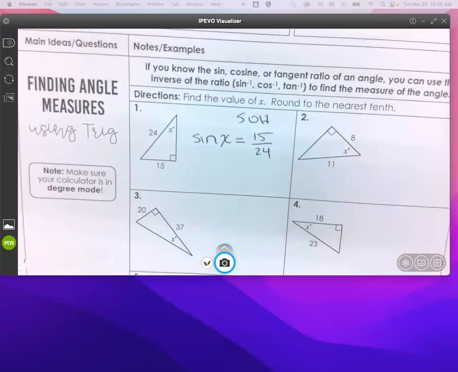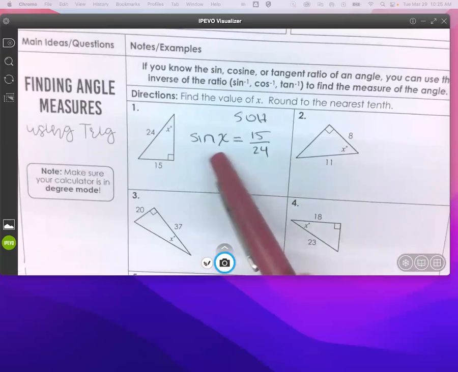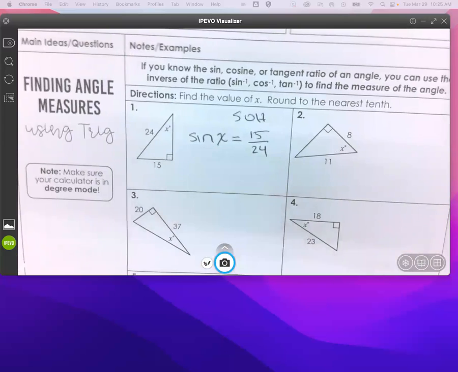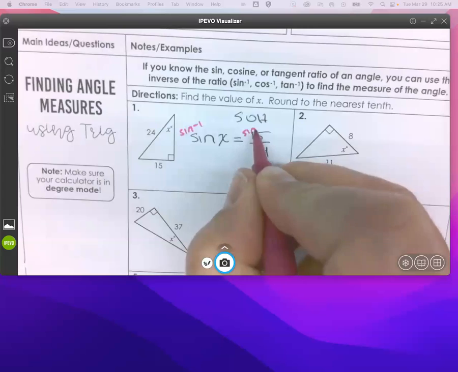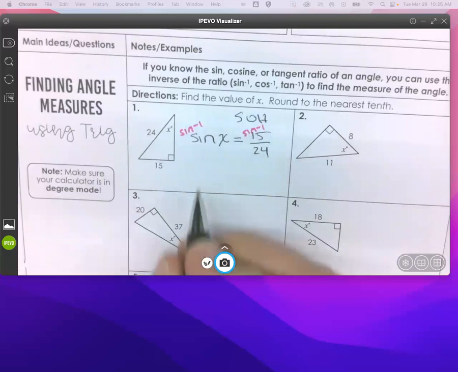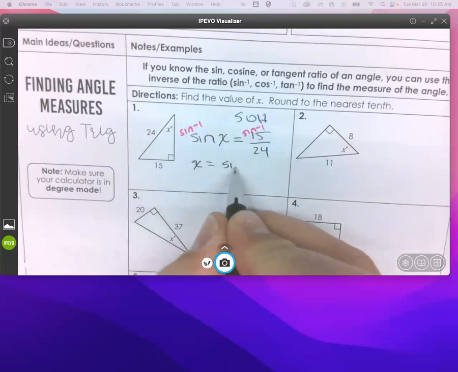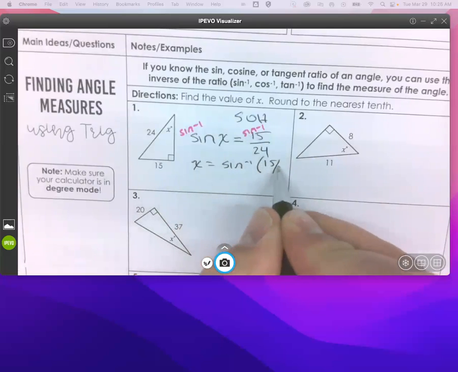Now I need to do the algebra. I want to solve for x. What's being done to x right now? Careful. It's not being multiplied by sine, because that would suggest we should divide. Sine is a verb. It's being actively signed. Therefore, we have to undo it, not by dividing, but by taking the inverse sine, because that's the opposite function. That gives us x equals the inverse sine of 15/24.